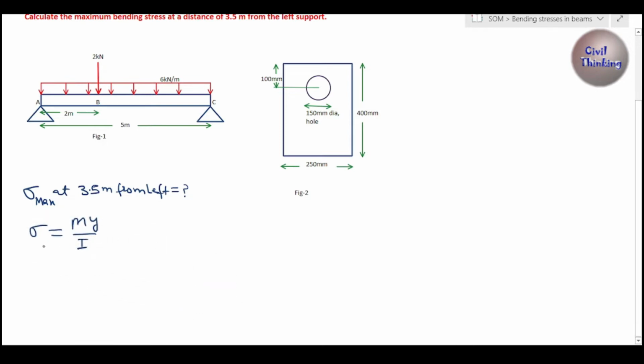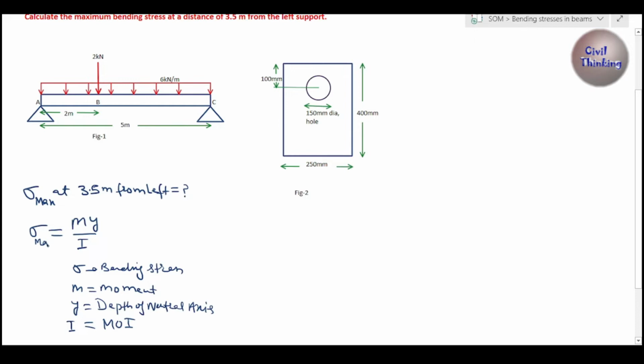Now this sigma is the bending stress, M is the moment at the section, y is the distance from the neutral axis at which we want to find the bending stress, and I is the area moment of inertia. But we don't have to find just the bending stress, we have to find basically the maximum bending stress.